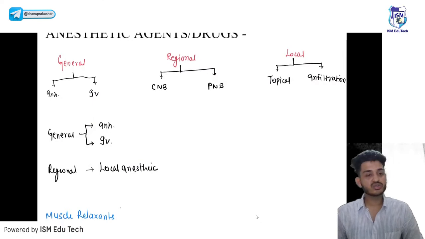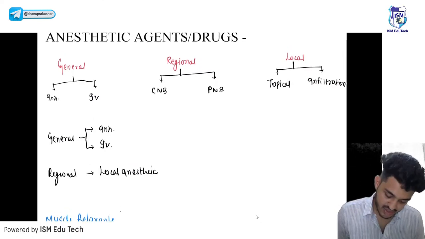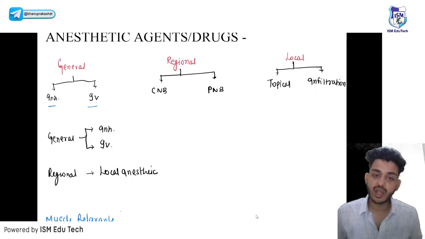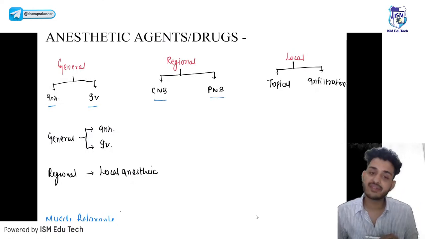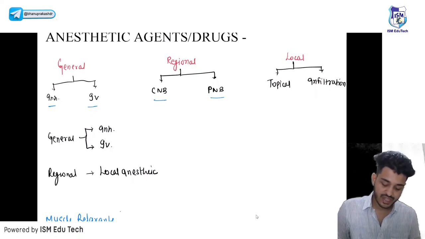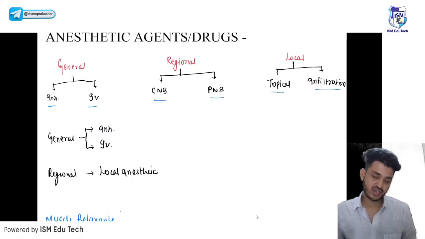In general anesthesia, we can use inhalational agents. We can use IV agents. In regional anesthesia, we can use central neuraxial blockade and peripheral neuraxial blockade. We can use topical and infiltration.